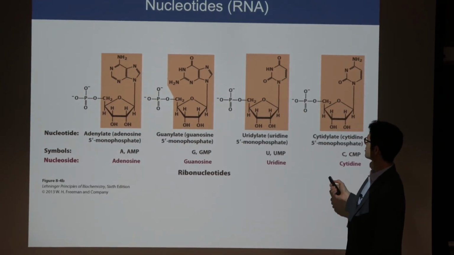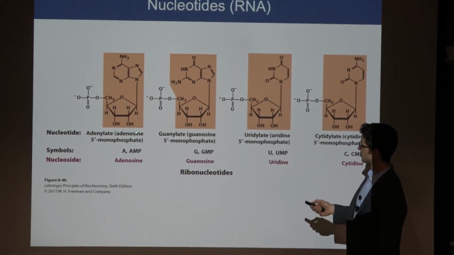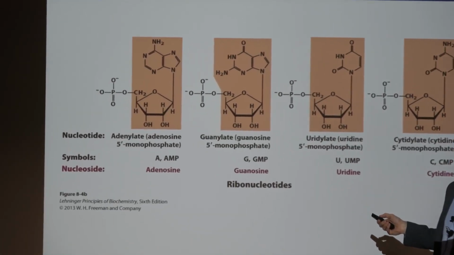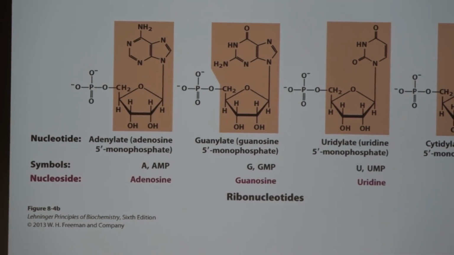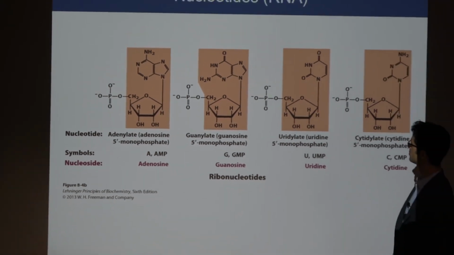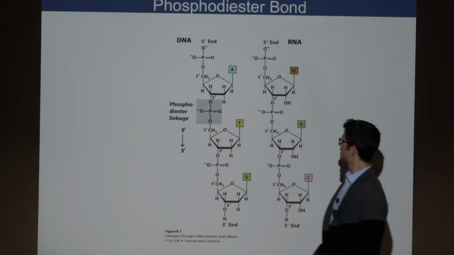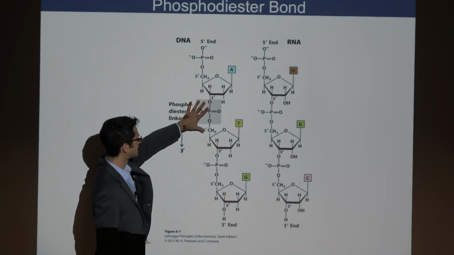These are the RNA nucleotides. So the difference here is that we have a hydroxyl group on this carbon atom, whereas deoxyribose has no oxygen, or it has no OH group. This is the linkage to which I referred. It's called a phosphodiester bond.